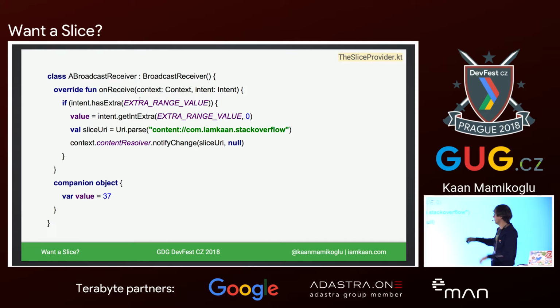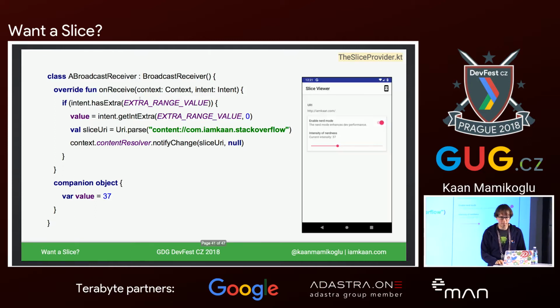What we do here is set this content URI, which should be the same as the one that you set at the beginning in the manifest file. This is something I'm using basically to test stuff. Then you use the content resolver, which is an existing concept in Android and in general, and you call notify change with this URI. Then the slice can update this value when you slide.